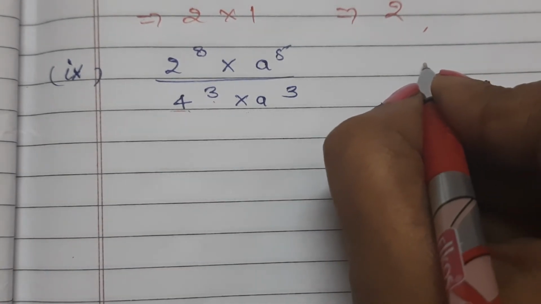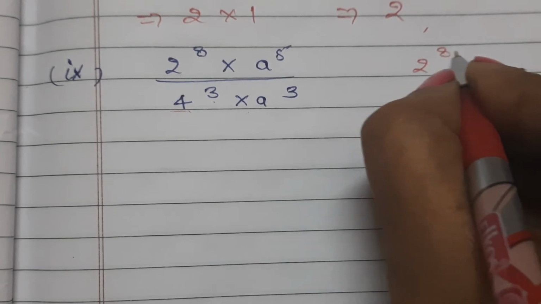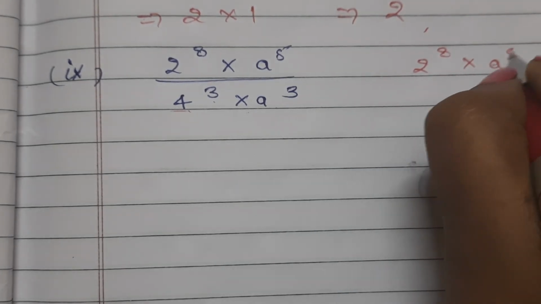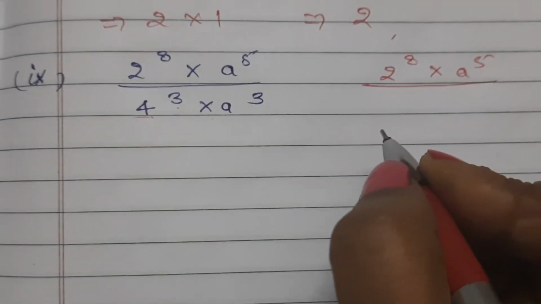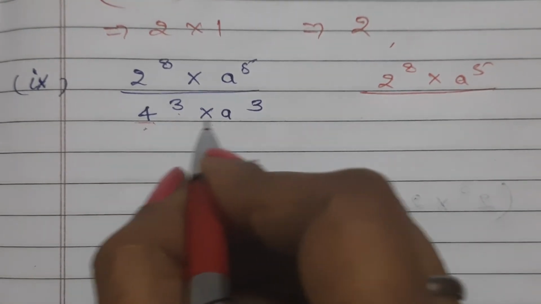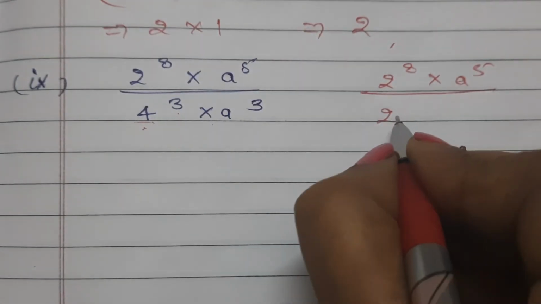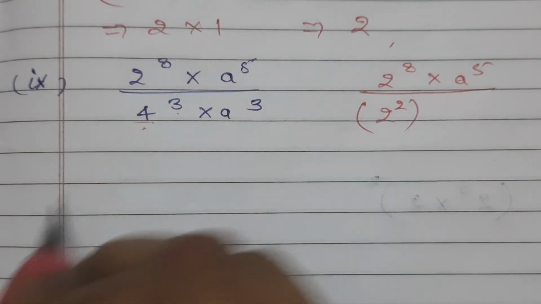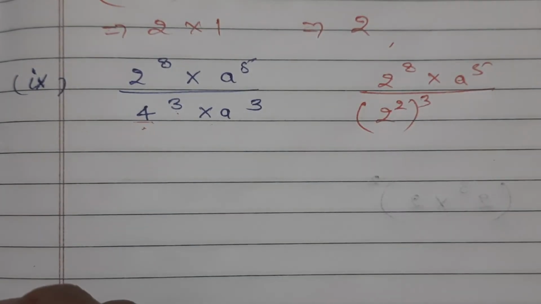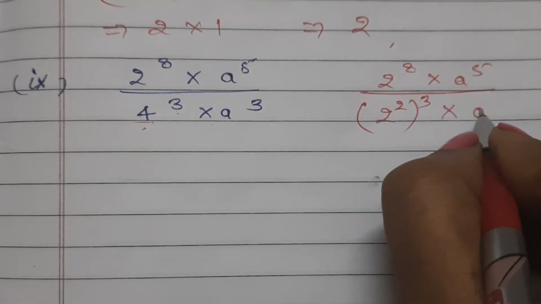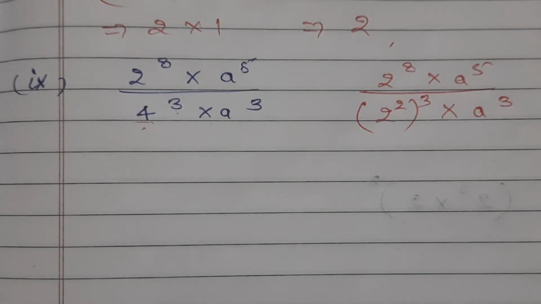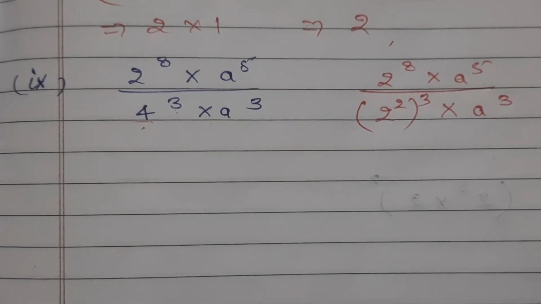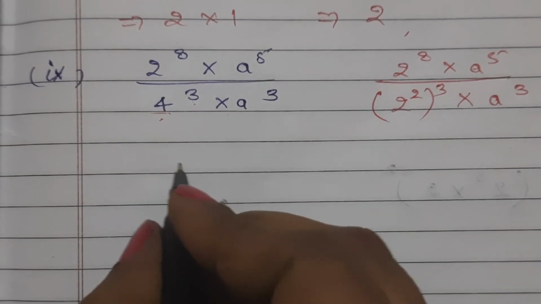So we will write it as 2 to the power 8 into a to the power 5 as it is. Now converting 4 into the base 2. So we know 4 means 2 to the power 2, and as it is having the power 3, we will write it as it is into a to the power 3. Now all are converted to the same base of 2's and a's.